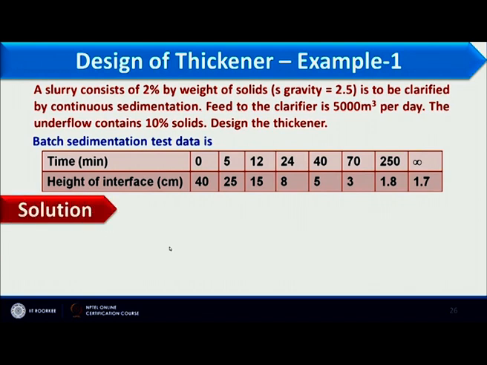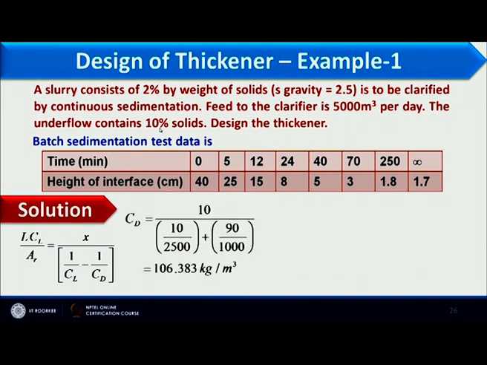Now as far as the solution is concerned, this is the final equation we have to find. What is the purpose of this equation? We have to calculate AR, that is the cross sectional area of the tank, through which we can calculate the diameter. So here we have to calculate X, CL and CD. As the underflow has 10% solid, obviously 90% water will be available. So CD is 10 divided by (10 by 2500 plus 90 by 1000). Considering this, we can calculate CD as 106.38.